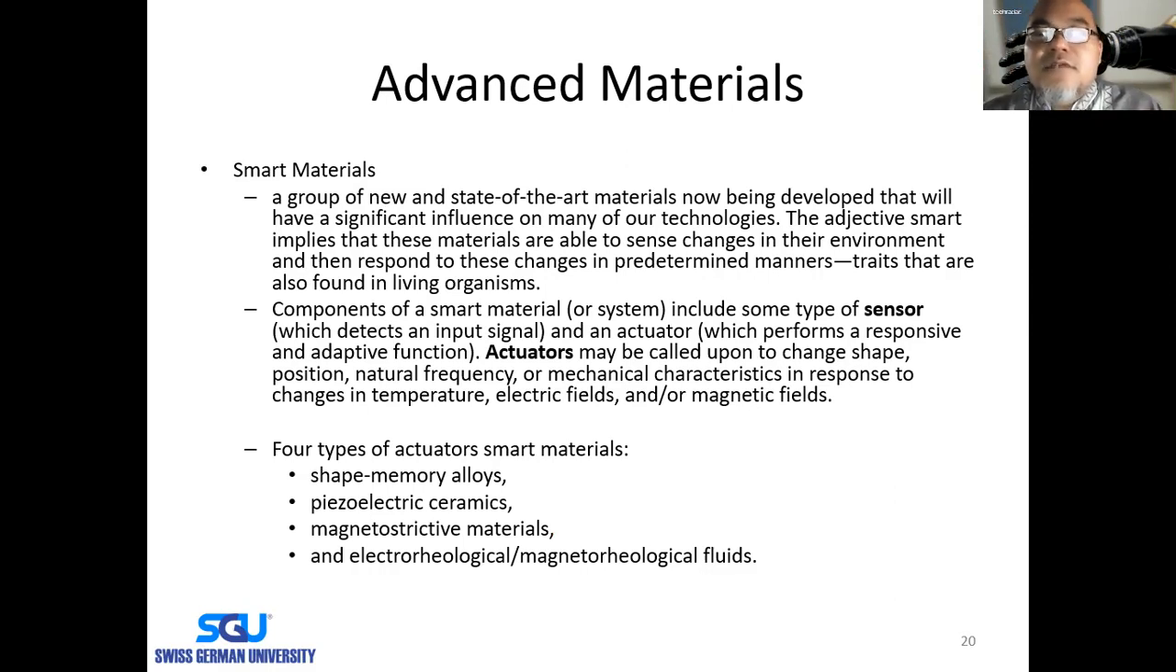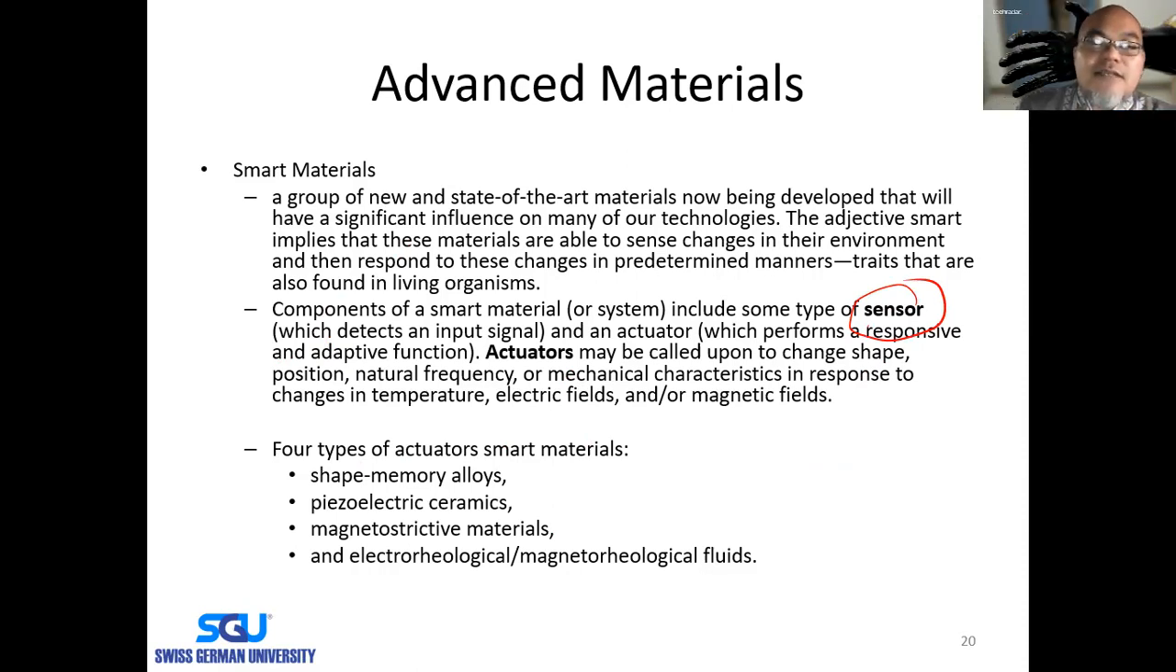So there are smart materials that can function as sensors, where they detect an input signal and then behave accordingly, or as actuators, where they perform a responsive and adaptive function. Actuators may be called upon to change shape, position, natural frequency of vibration, or mechanical characteristics in response to surrounding environment parameters like temperature, electrical field, or magnetic field.